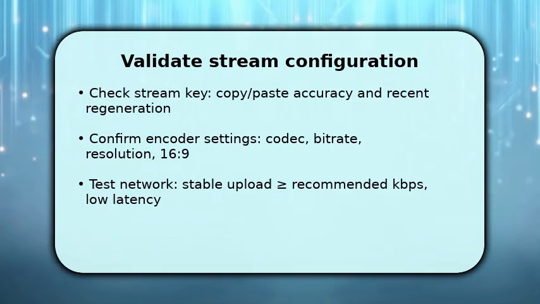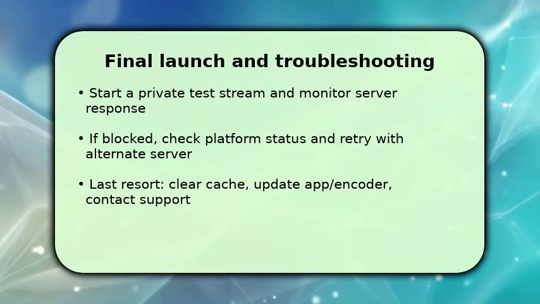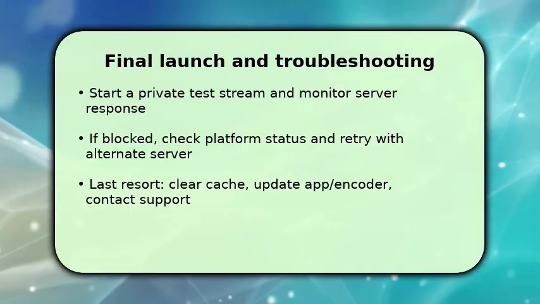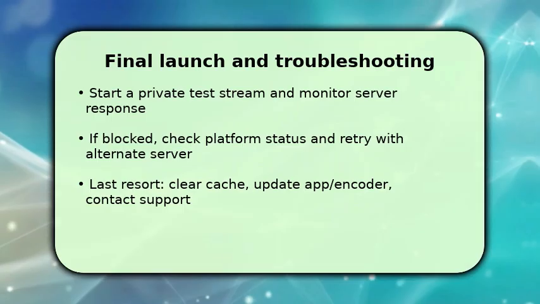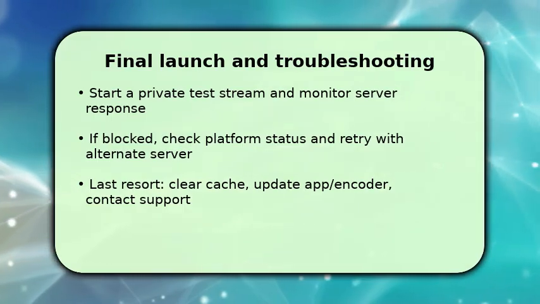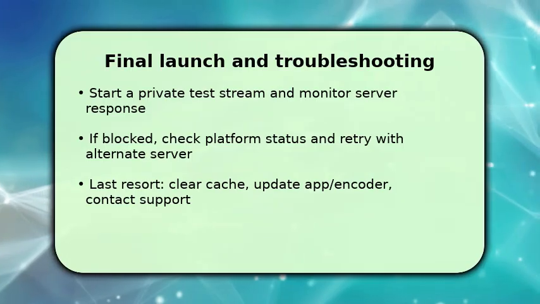For the final steps, initiate a private or unlisted stream and watch the dashboard for successful handshake and stream health indicators. If the platform rejects the session, switch to an alternate ingest server or region and try again. Often routing fixes availability. Make sure your app and encoder are updated, and clear cache or restart devices if persistent.